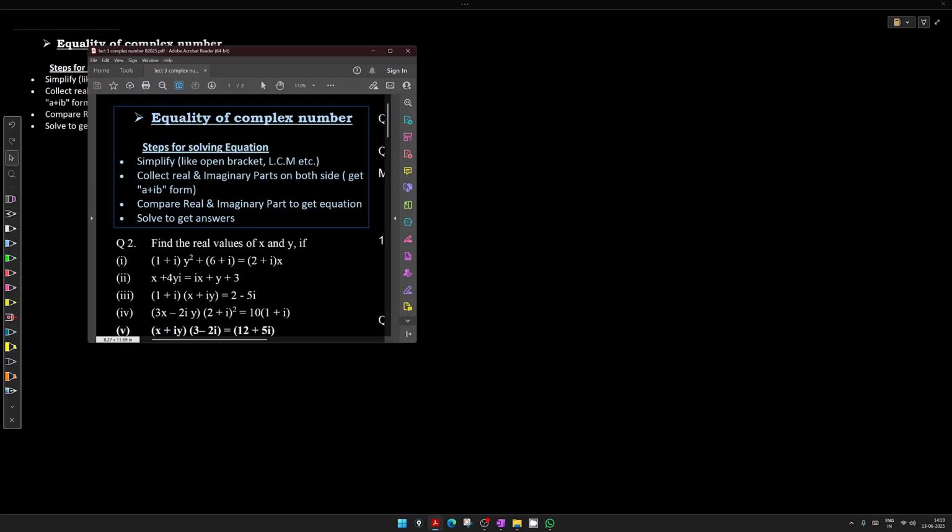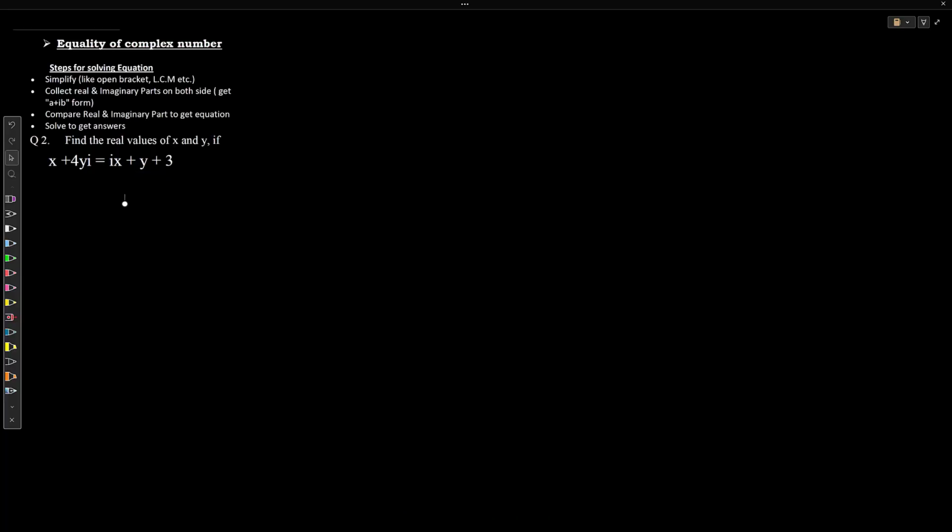Let's start with the easiest question. We have to get the real values of x and y which satisfy this equation. Okay? So the steps I have kept: first step is simplify, like open the bracket, multiply, take conjugate, multiply and divide, LCM, all that. But our question is in simplest form, there is nothing like that.